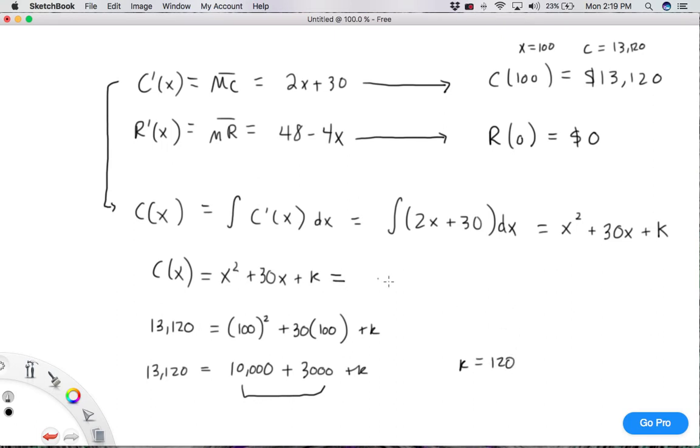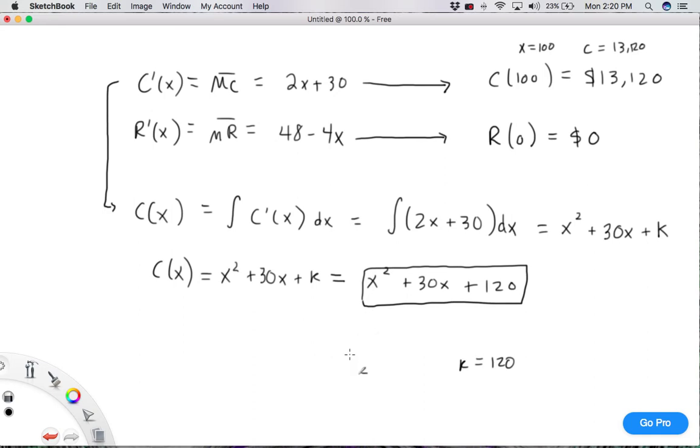So now that we know what our constant is, we can say this function is x squared plus 30x plus 120. So now we have a function for cost, meaning we could plug in any number of units and find out how much it costs to produce that number of units. So I'm actually just going to save this. Erase everything else. But I'm going to save this function because we're going to need it in a minute.